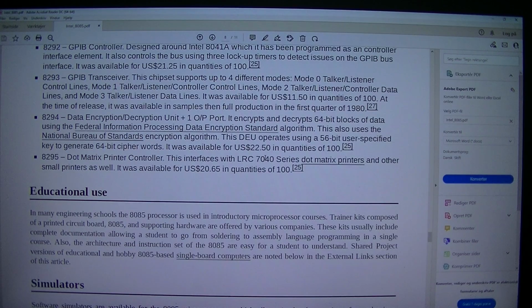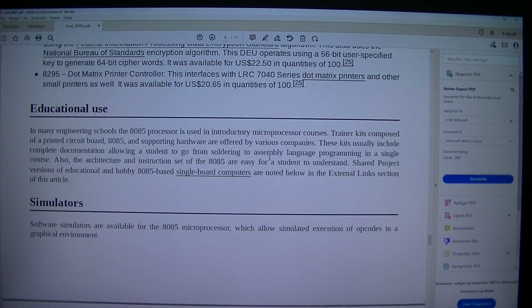It was available for $22.50 in quantities of 100.